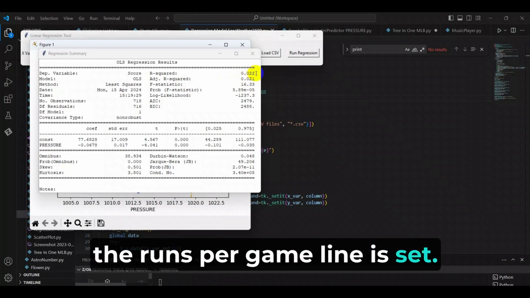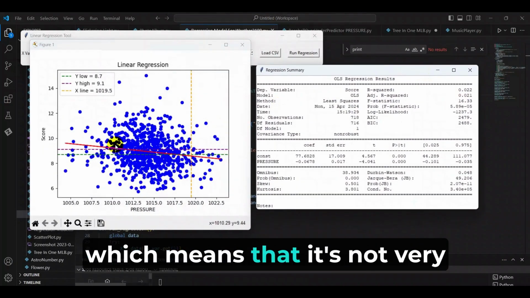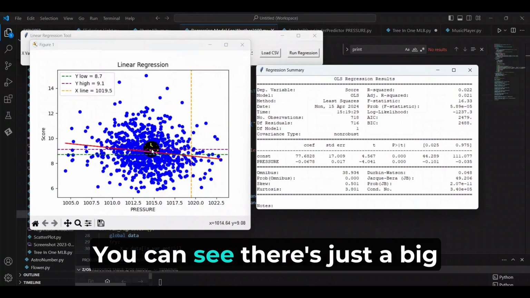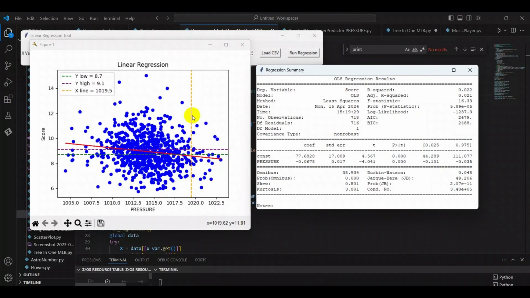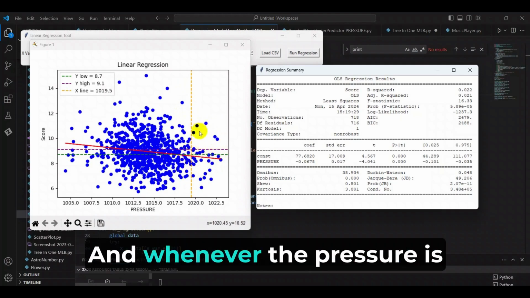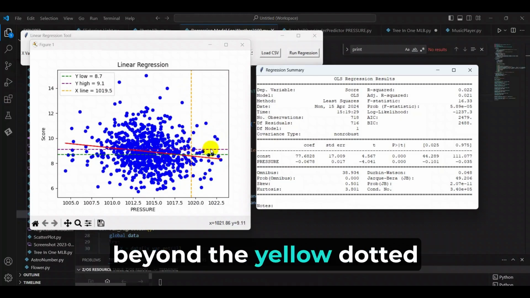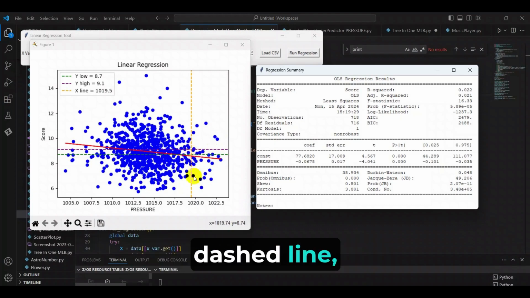line is set. So our R squared is at 0.022, which means that it's not very correlated. You can see there's just a big blob of dots around the axis. Overall, whenever the pressure is low, runs seem to be a little higher, and whenever the pressure is high, runs seem to be lower, especially at that extreme point beyond the yellow dashed line and under the purple dashed line.